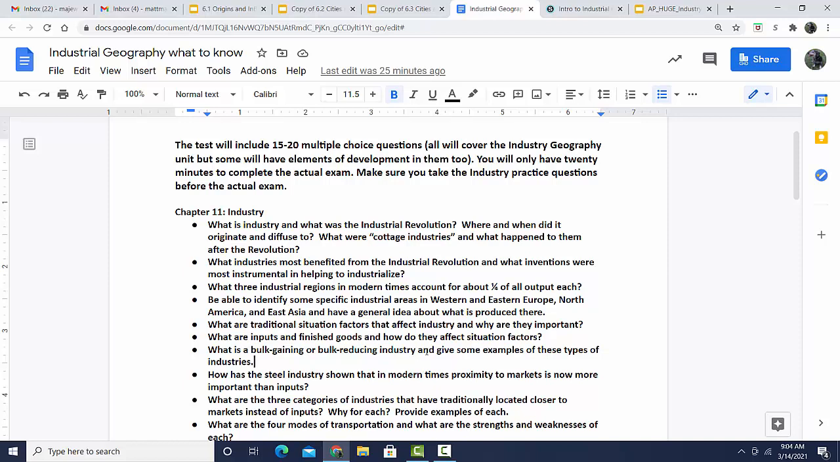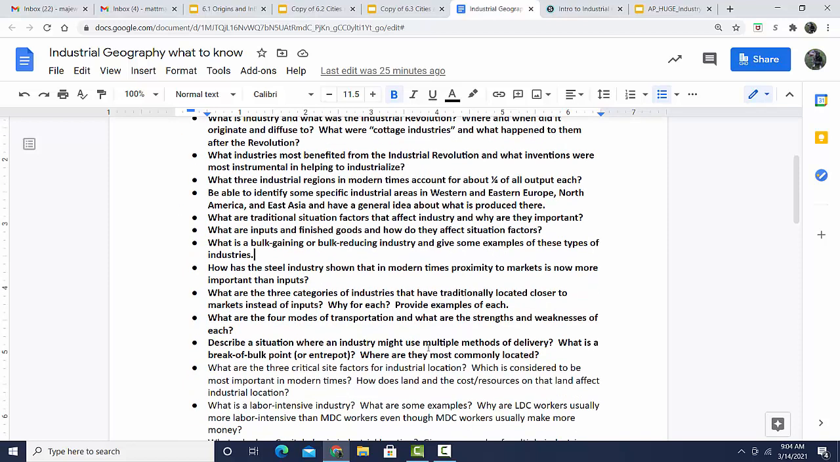Let's get to the steel. And by the way, every industry ought to be able to be labeled as either more bulk gaining or more bulk reducing. Of course, I know there are some industries that may have both steps during the process. We're looking at which step is more significant throughout the entire process in order to label it. Okay? How has the steel industry shown that in modern times proximity to markets is now more important than inputs? Ooh, good question.